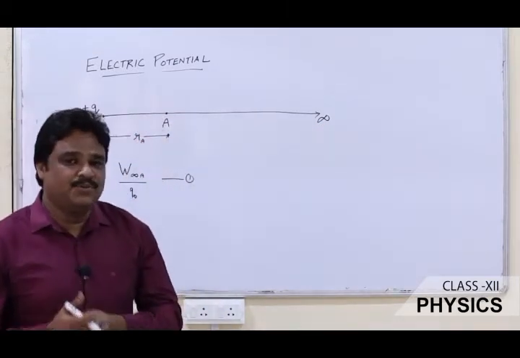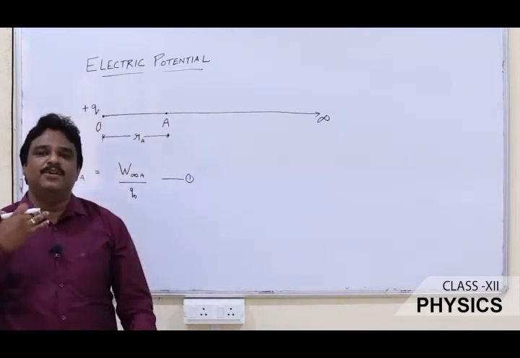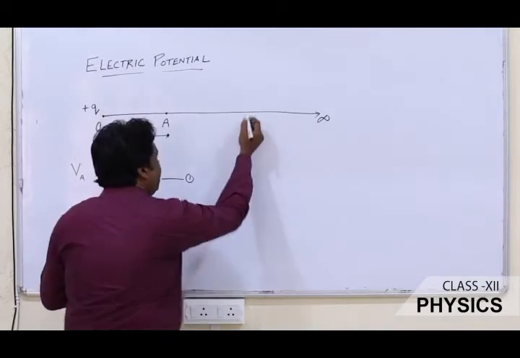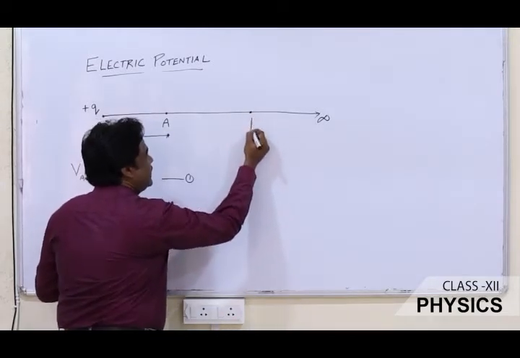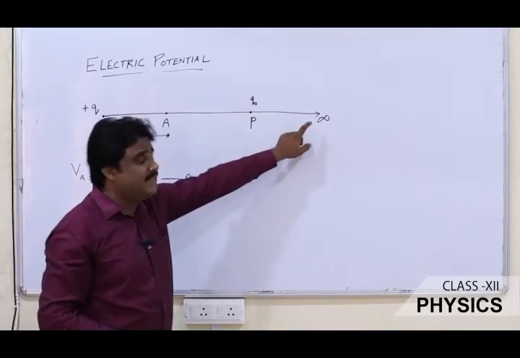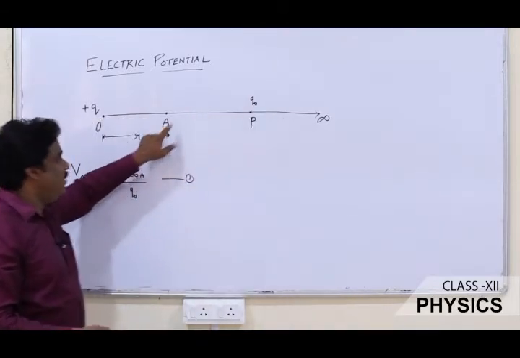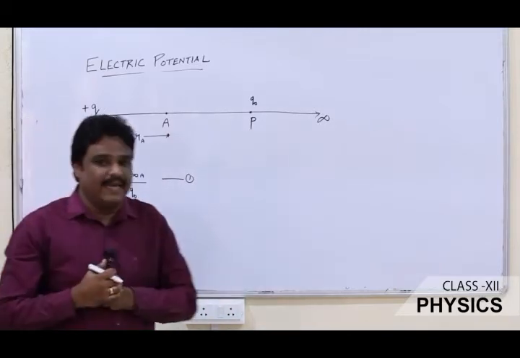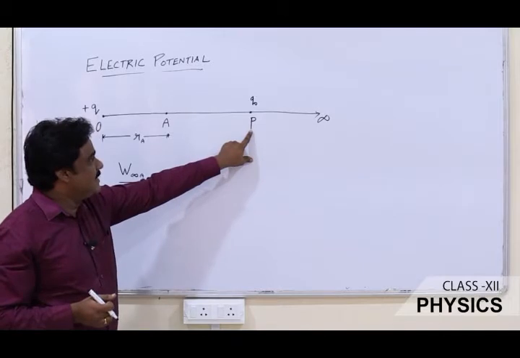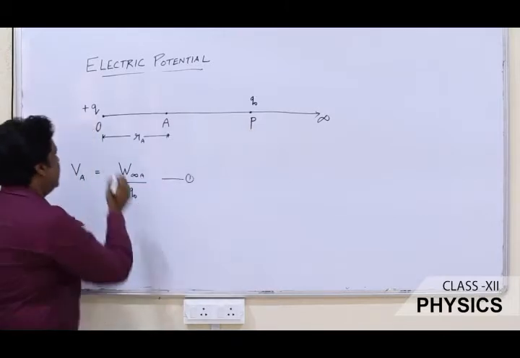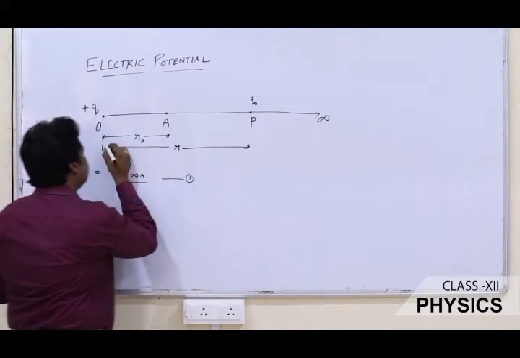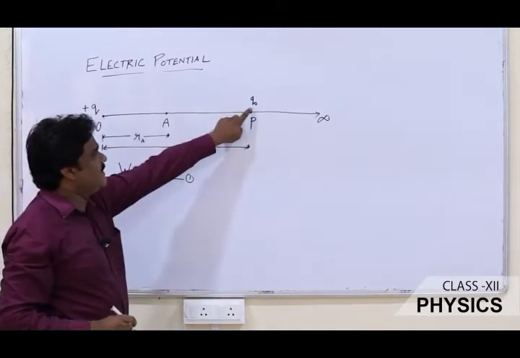But we always first get a small work done, then integrate to get the total value. So let us suppose that at any instant the test charge is at P. Actually the test charge has to be at infinity and brought to A, but in order to get a small value, I'm going to assume that at any instant of time the test charge Q naught is at P. Say that P is at a distance R from the origin where the test charge is placed.